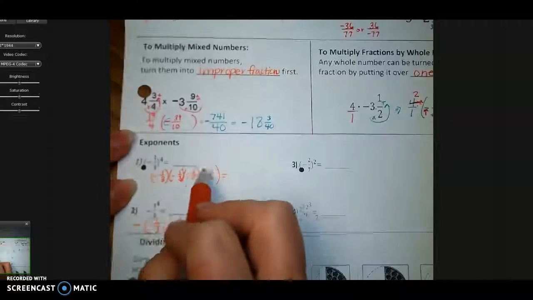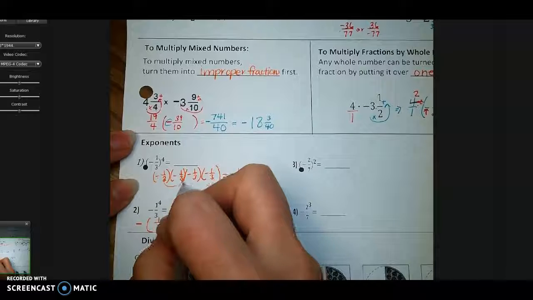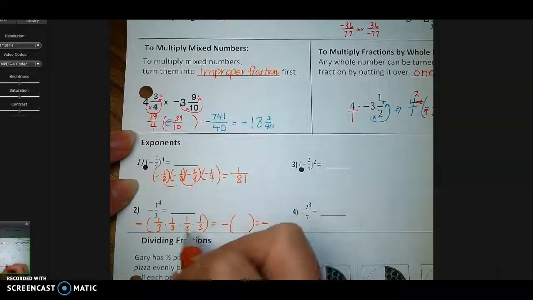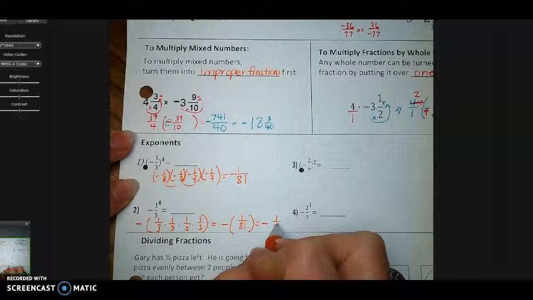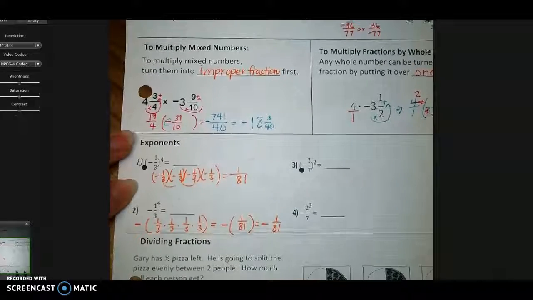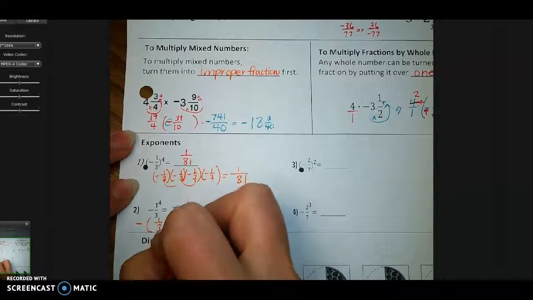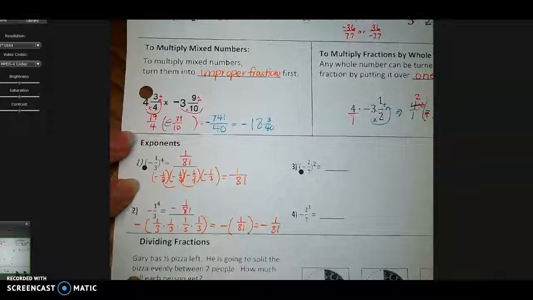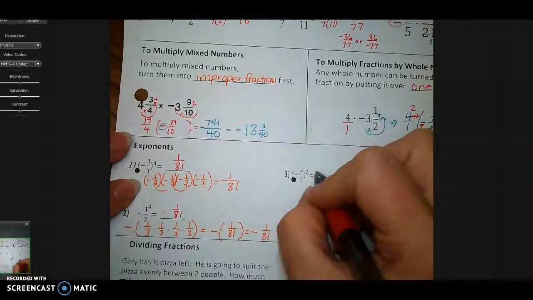1 times 1 times 1 times 1 is 1. 3 times 3 is 9. 9 times 3 is 27. 27 times 3 is 81. That same thing's going to happen down here. The only thing is my answer is going to end up being a negative. So this one's going to be an answer of positive 1/81, and this will be an answer of negative 1/81. Over here, that same thing's going on, although it looks like we have some different variables.